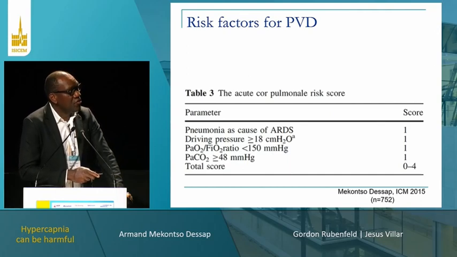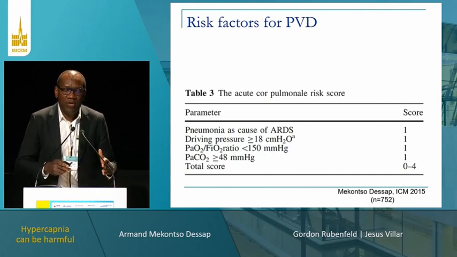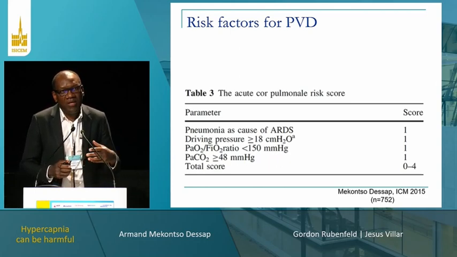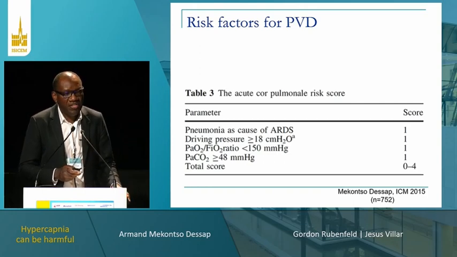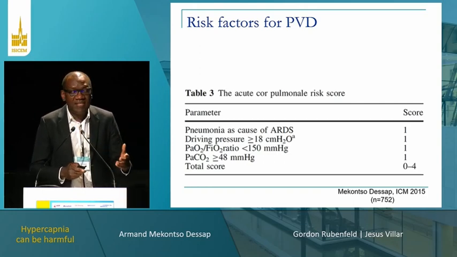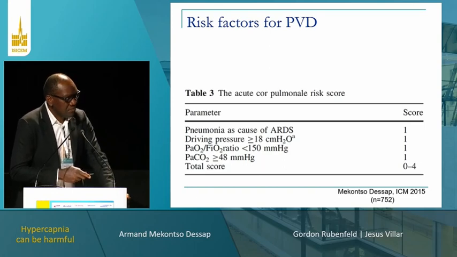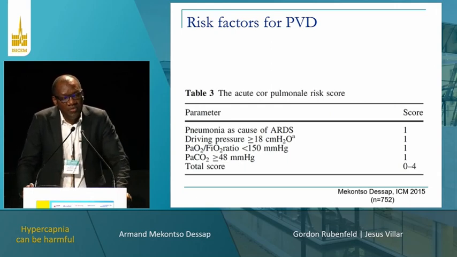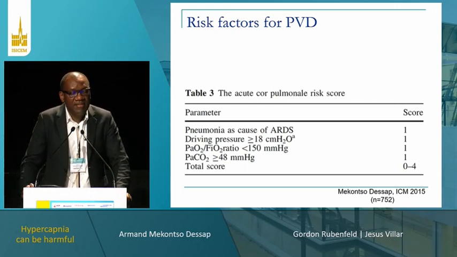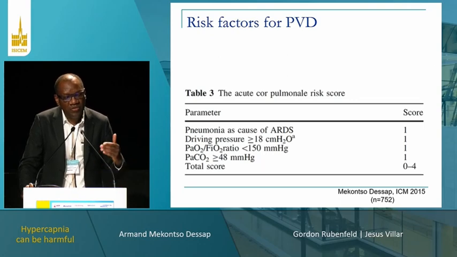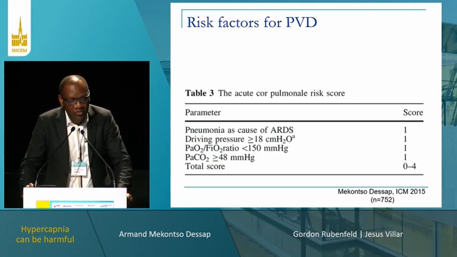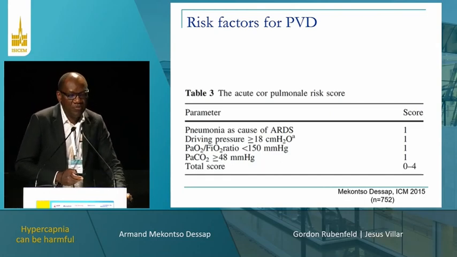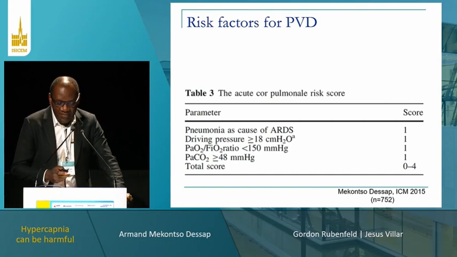The pneumonia as cause of ARDS, this is coherent with a theory of double hit because the primary pneumonia will itself alter the circulation. Second, the way we ventilate the patient, and in this study, the most culprit ventilator pressure was the driving pressure, with a threshold at 18 centimeters of water. The higher the pressure, the higher the likelihood of having acute cor pulmonale. Hypoxemia, we already talked about hypoxic pulmonary vasoconstriction, and hypercapnia.